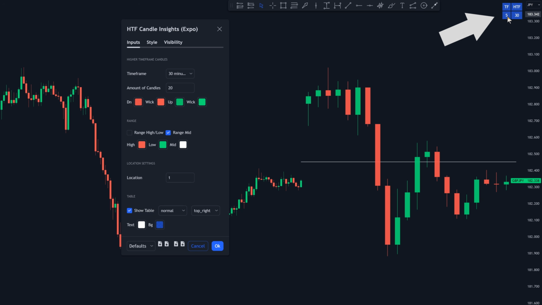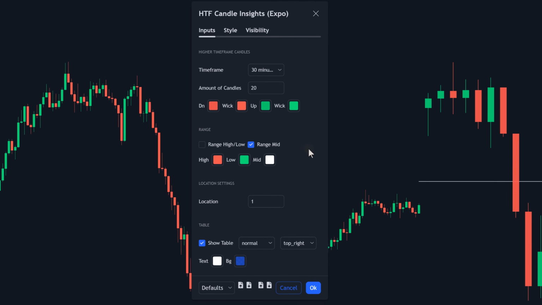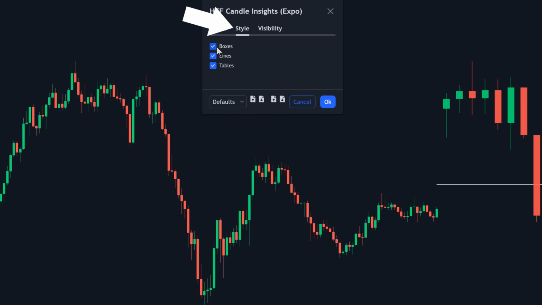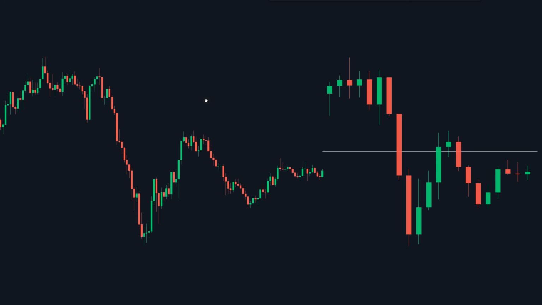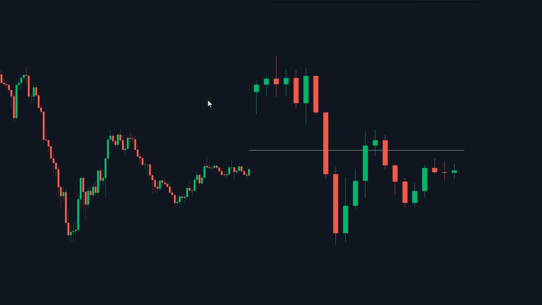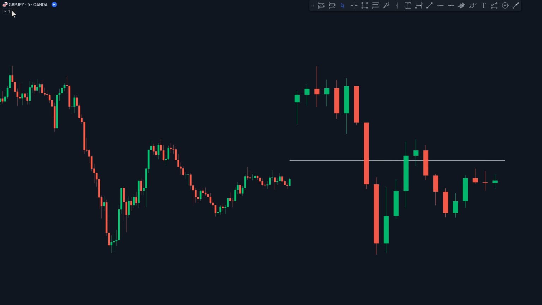It basically tells you the current time frame of your chart as well as whatever higher time frame you're using. It just acts as a bit of a reminder in case you forget. Then in the Style tab, we have options to disable the boxes of the candles, the lines of the candles, and the tables. Now, as you can see, this indicator is now composed of the upper line, the lower line, and the middle line. These 20 candles right here are basically derived from the 30-minute time frame and displayed on this 5-minute time frame chart.